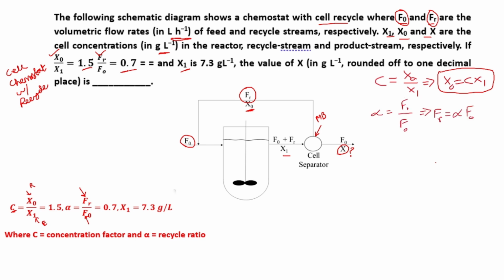Another thing, the recycle ratio is written as Fr by F0. By transposition, we can write Fr is equal to alpha F0. Now we apply the rules of mass balance. The rule of mass balance says rate of mass in is equal to rate of mass out. Rate means mass per unit time, so this is denoted as m by t or dm/dt. So what should be its unit? The mass balance has unit of grams per hour or grams per second, whatever.